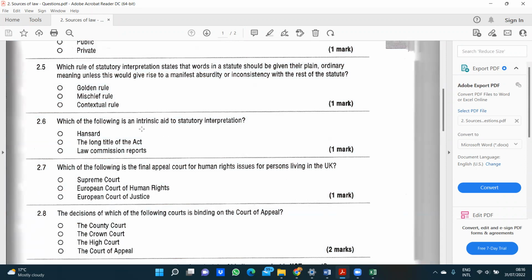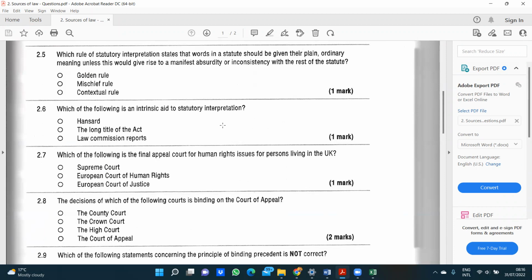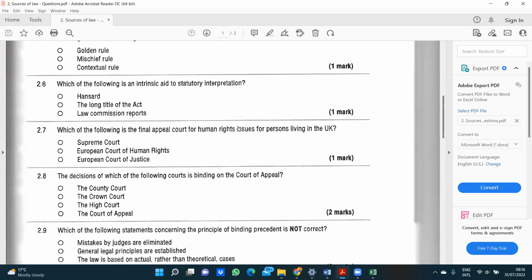Which of the following is an intrinsic aid to statutory interpretation? A, B, or C? Hansard, the long title of the Act, or a Law Commission report? Yeah, that's good. B, the long title of the Act. Hansard and Law Commission reports are extrinsic aids. And question 7, which of the following is a final appeal court for human rights for persons living in the UK?